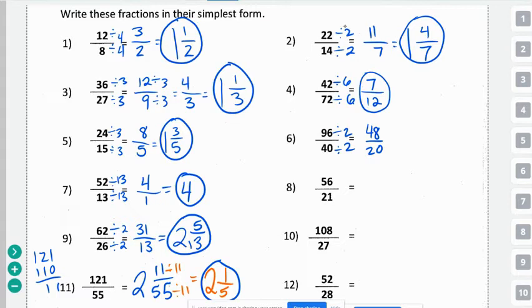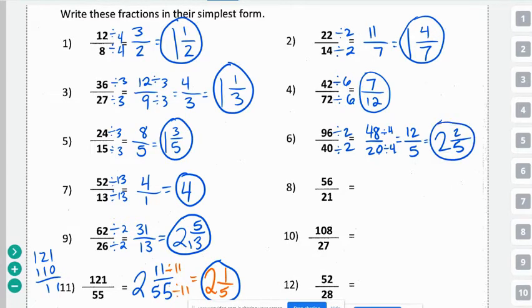48 over 20, we're going to divide it even more. I see they're both even. They're both also divisible by 4. So let's divide them both by 4. 20 divided by 4 is 5, and 48 divided by 4 is 12. We're going to turn it into a mixed number, bring the 5 over. 5 can go into 12 twice because 5 times 2 is 10, with 2 left over.